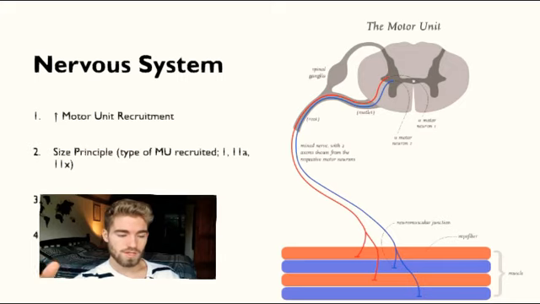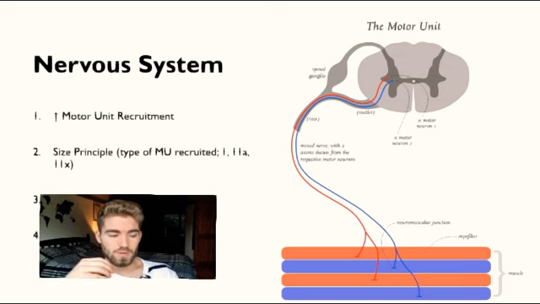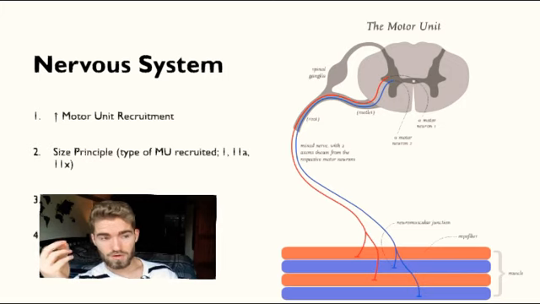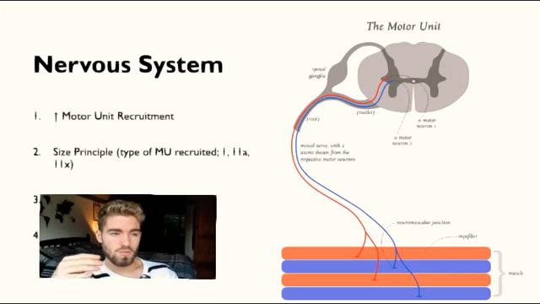Jumping into number one, we see increase in motor unit recruitment. So what that means is you have to have a look at this image here where I'm talking about what a motor unit is essentially. And it is the nerve and the sarcomeres, or the muscle fibers that it innervates. And why that's important is you can actually increase the amount of motor units you recruit the more you train a specific skill. So if I'm doing a bicep curl, stick to the example, the more I practice that skill, my brain and nervous system is going to recruit more motor units, which means more of my muscle fibers are going to be working for that one movement.